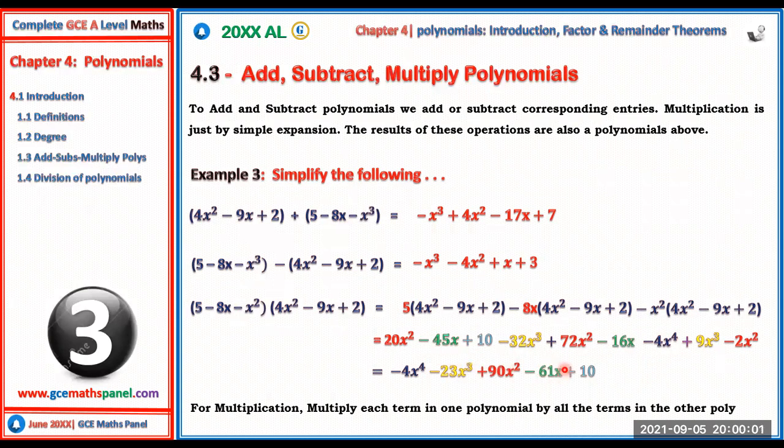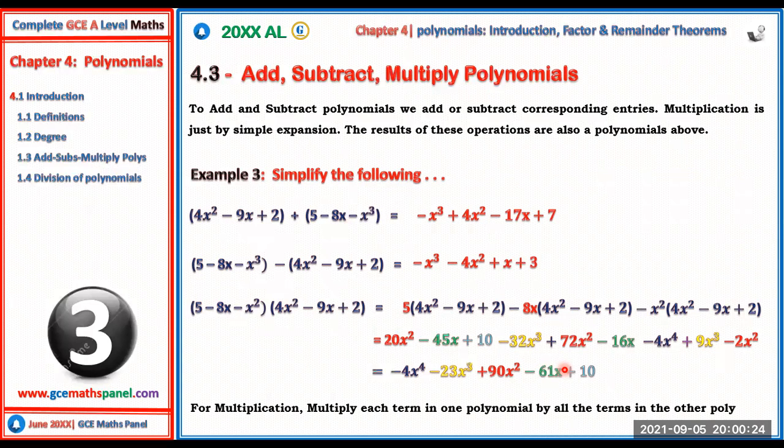So for multiplication of polynomials, we just multiply all the terms in the second polynomial by each of the terms in the first polynomial. This is just like the reverse of quadratic factorization, which we have earlier seen in chapter 2. You can equally go back and look at chapters 1, 2, and 3 before you come back to chapter 4.